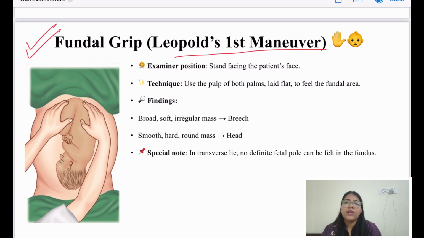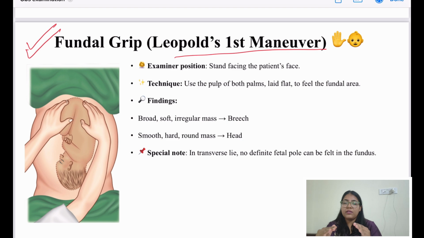So first grip is the fundal grip. How to do it? You stand on the right side of the patient, and with the pulp of your fingers you place both palms over the fundus of the patient and palpate slowly. You don't poke it, you don't just press it hard. You just palpate slowly with the pulp of the finger.